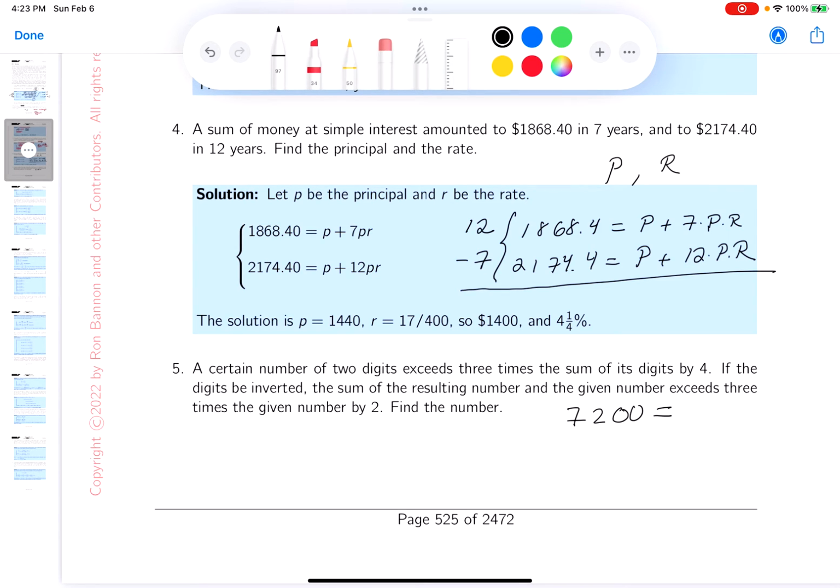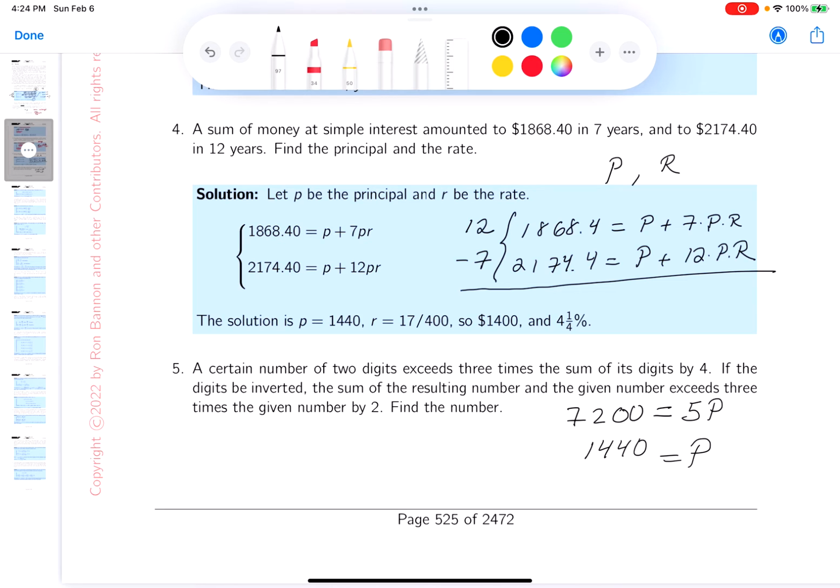And then what do you get? You're going to get 12, because 12 times P is 12P, and minus 7P. 12 minus 7 would be 5P. The other terms I'm not going to do, because 7 times 12 and minus 7 times 12 would disappear. So now I know what P is. P would be 1440. With a calculator, it's 7,200 divided by 5, and that's 1440. So I got the principal.